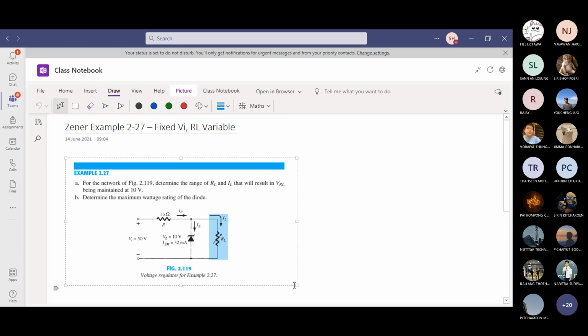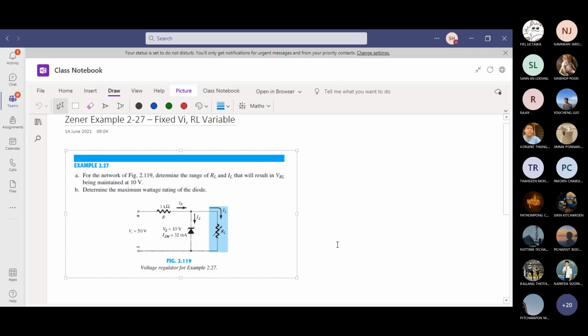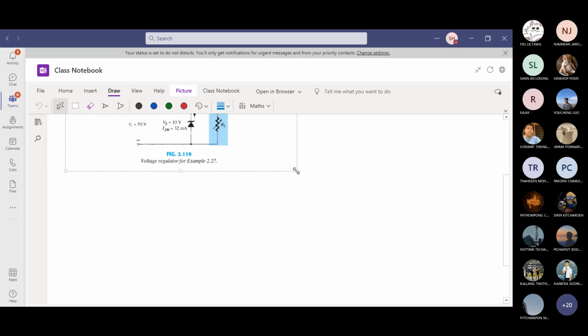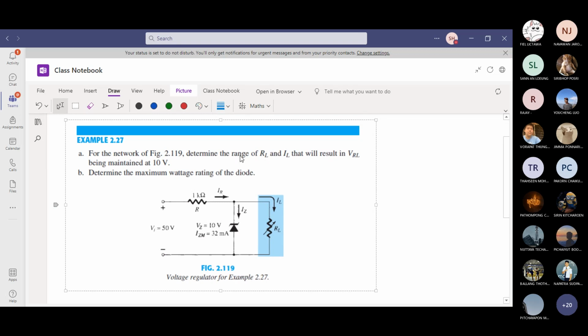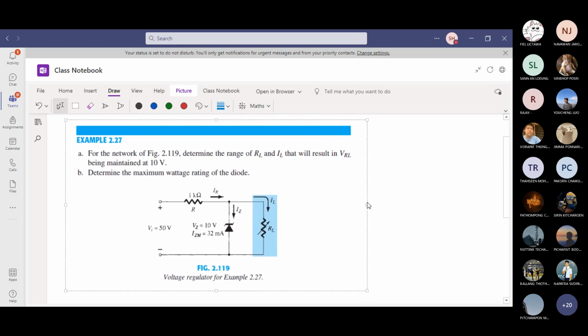Again, let me enlarge the picture. Determine the range of RL and IL that will result in the load voltage being maintained at 10 volt, which means you need to keep the Zener on. That's the meaning of this. What is RL minimum?